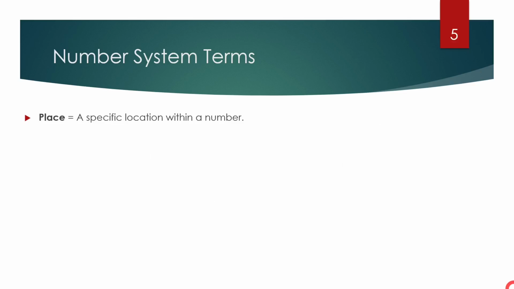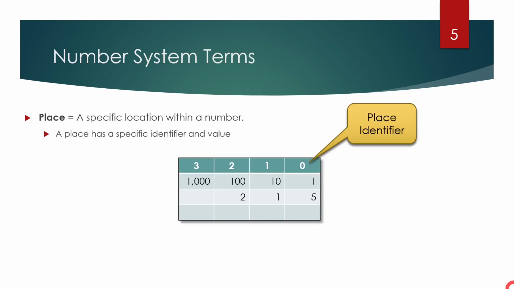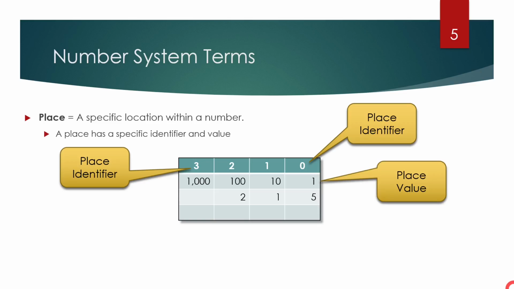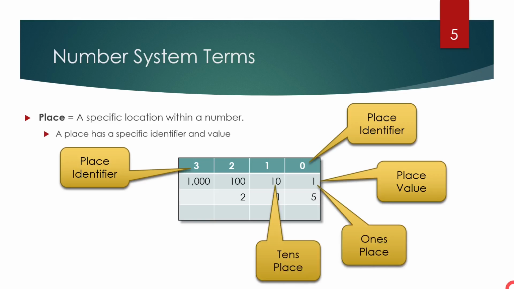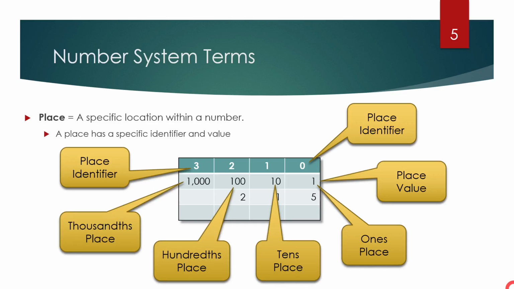A place is a location within the number. The place has a specific identifier and a specific value. So here we have a place identifier of 0, and then as we move to the left, we get 1, 2, 3. We increment by 1, all the way up to 3 in this particular case. Then we have the place value. And we're used to this in the decimal number system: the ones place, the tens place, the hundreds place, and the thousands place.